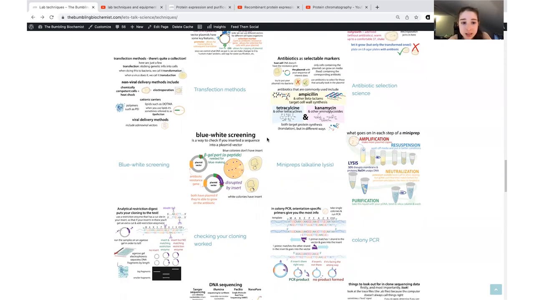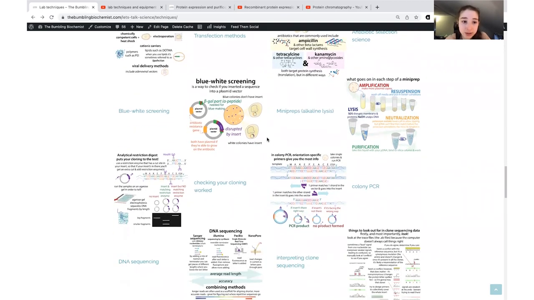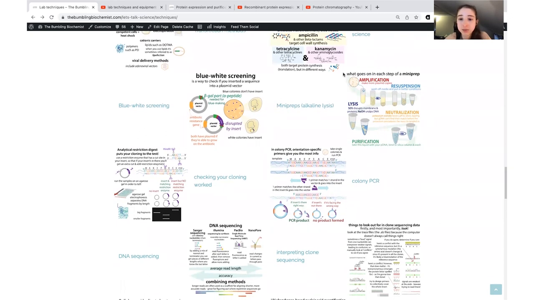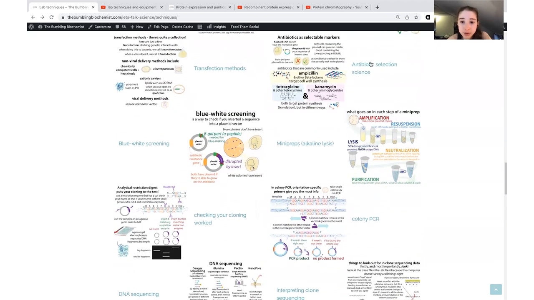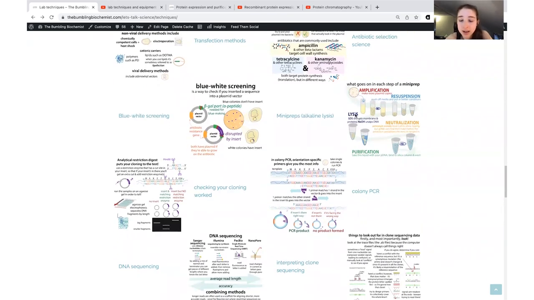Okay, so we get the plasmid, or the vector, into the cell. We'll talk about doing this into bacteria, so our transformation. Now the bacteria are going to make lots of copies of it. We've selected for the ones that have the antibiotic resistance gene, and now the bacteria are going to make lots of copies. We then want to purify out those copies, which we can do with a mini prep or an alkaline lysis.